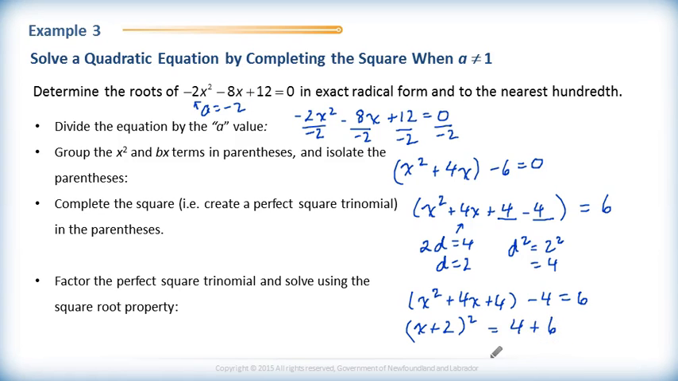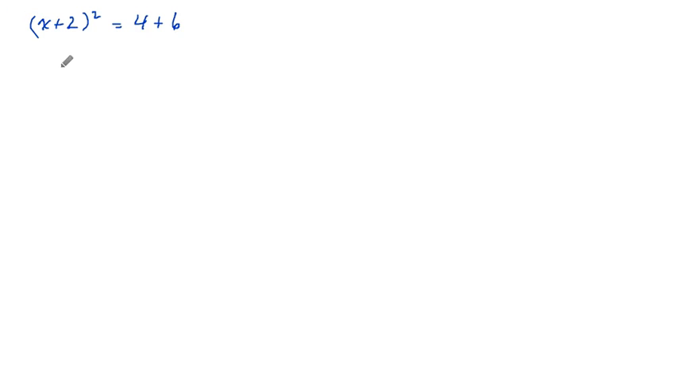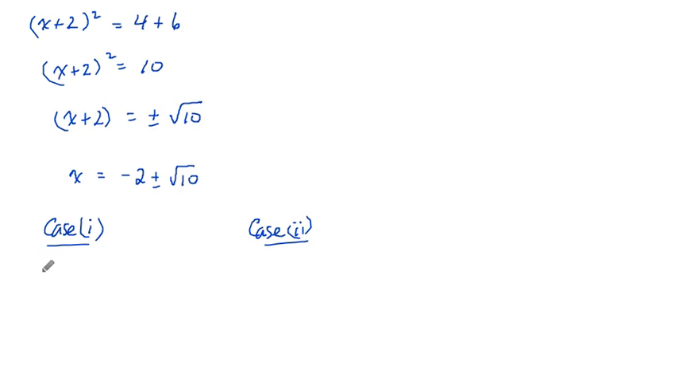I have 4 plus 6 over there. And so I now have (x plus 2) squared equals 10. x plus 2 equals plus or minus the square root of 10. I have my two cases. So x will equal either negative 2 plus root 10 or negative 2 minus root 10.